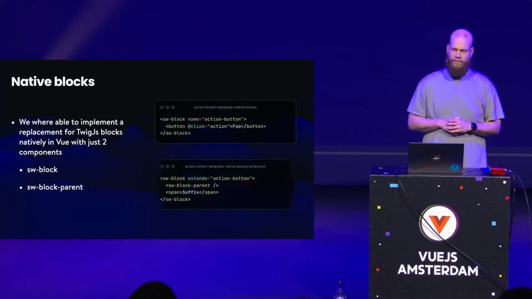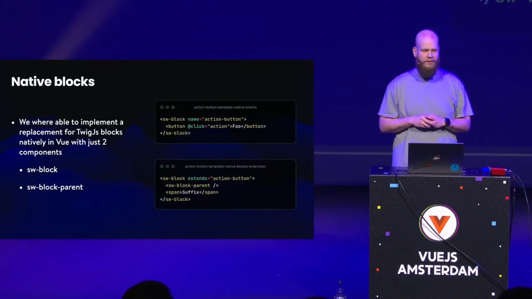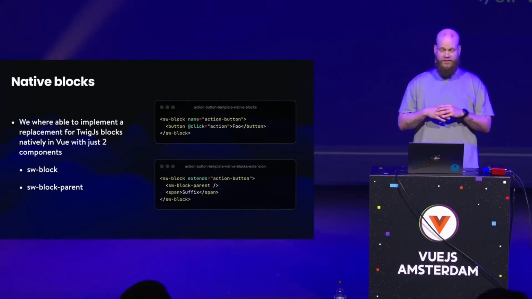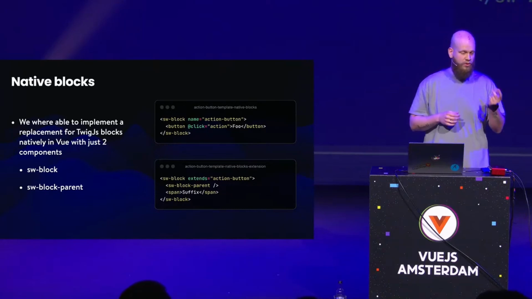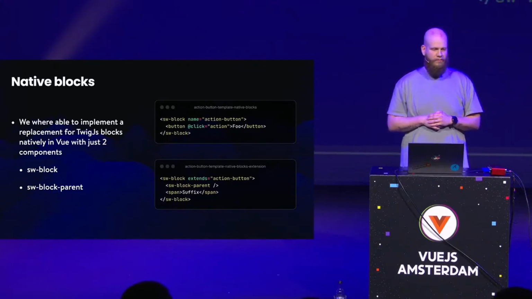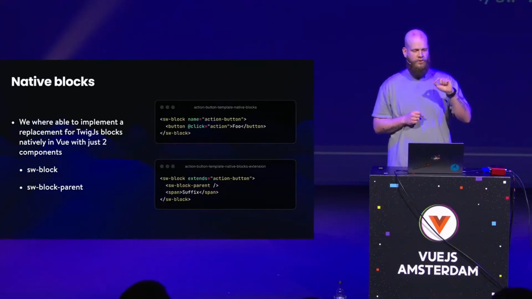So the blocks. It was not simple to get there, but now that we have the solution, it actually is, because we were able to replace the whole Twig.js stuff with just 2 Vue components. The SW, by the way, is the Shopware prefix. We're just going to ignore that, it's just there for completion. So we have a block component and we have a block parent component.